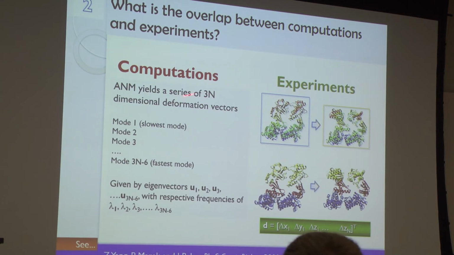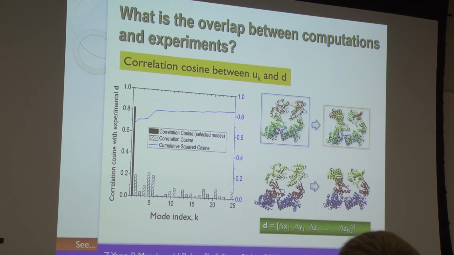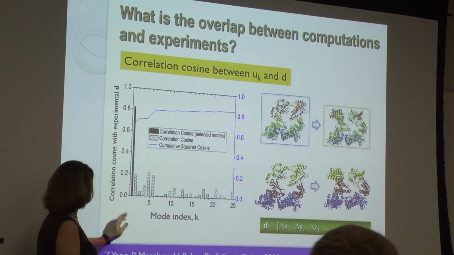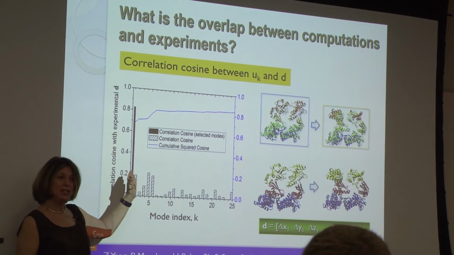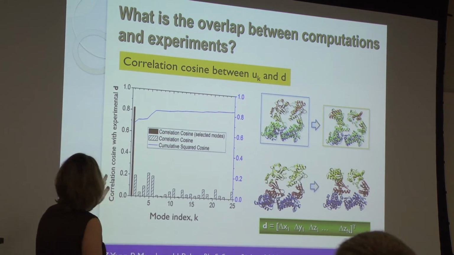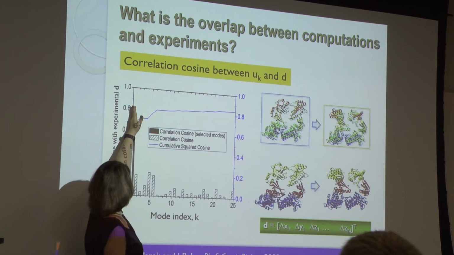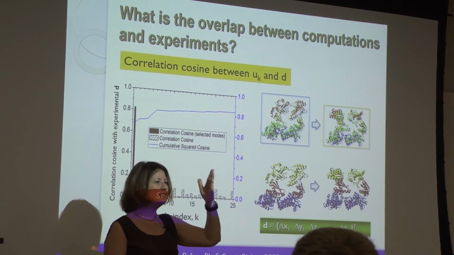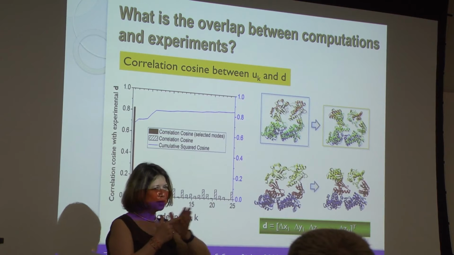So A and M will yield a series of mode 1, 2, 3, etc. And then I want to see whether these are the respective frequencies, and I want to see the comparison. So this is mode 1, 2, 3, 4, 5, 6, 7, etc. And this is the correlation cosine between my mode and the experimentally observed deformation. Here, look at that. The first mode yields a correlation coefficient of 0.8. So it is literally the same movement.